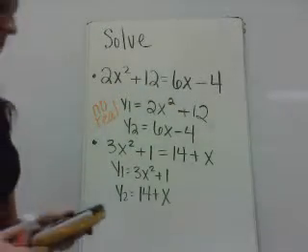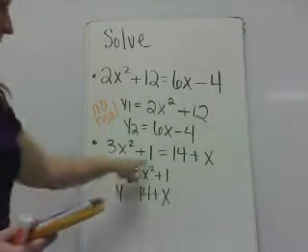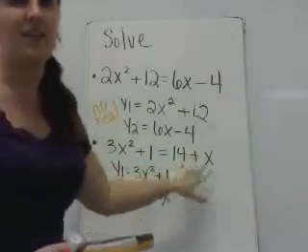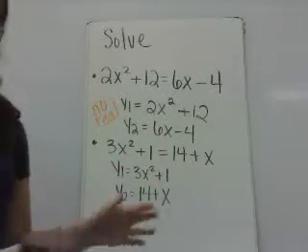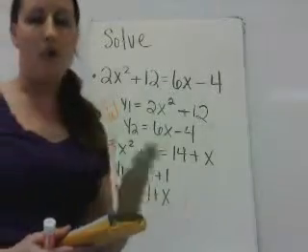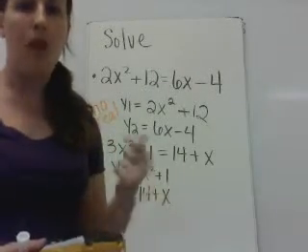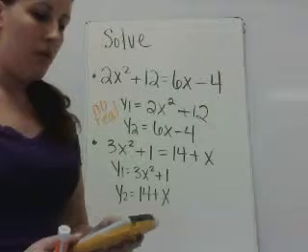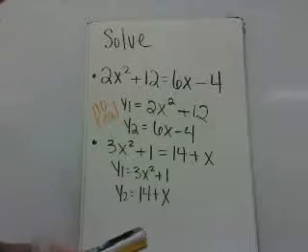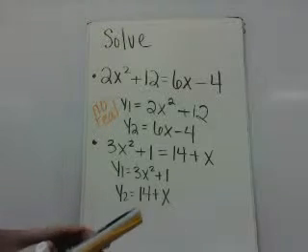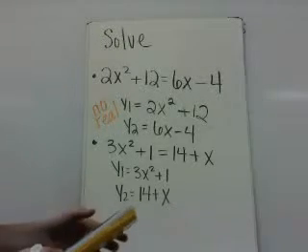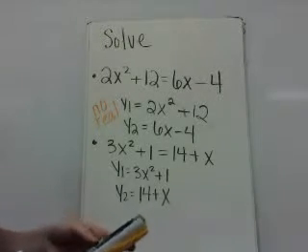So let's try it with another one. We have 3x squared plus 1 equals 14 plus x. Again, I have like terms on both sides. I would have to do a lot of rearranging to make it look a way that I could use completing the square or factor or the quadratic formula. So I'm going to put the left side into y1. And I'm going to hit zoom fit.